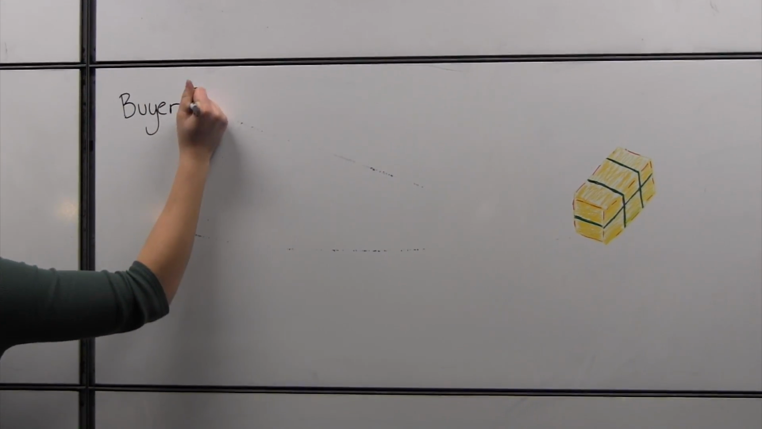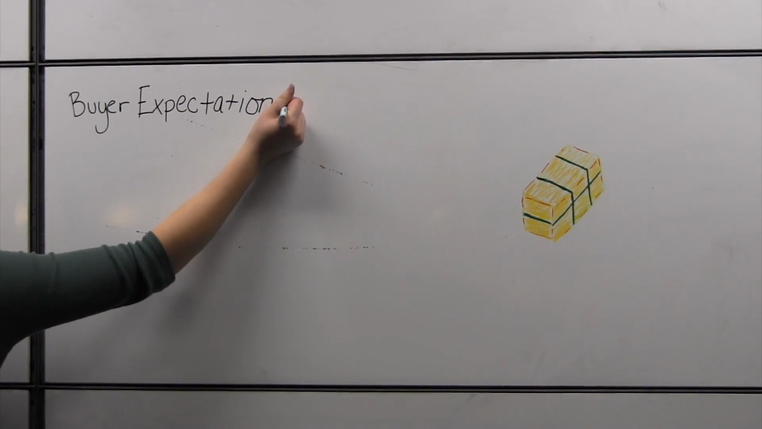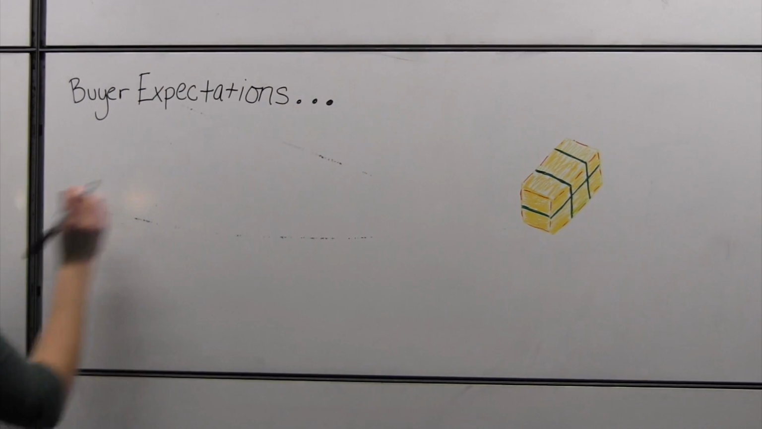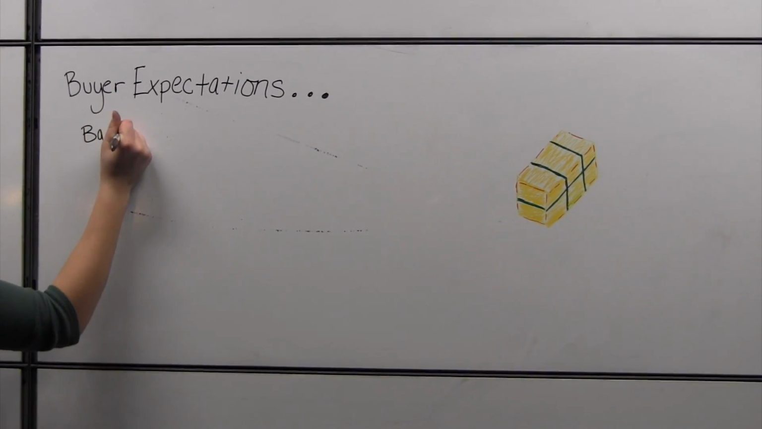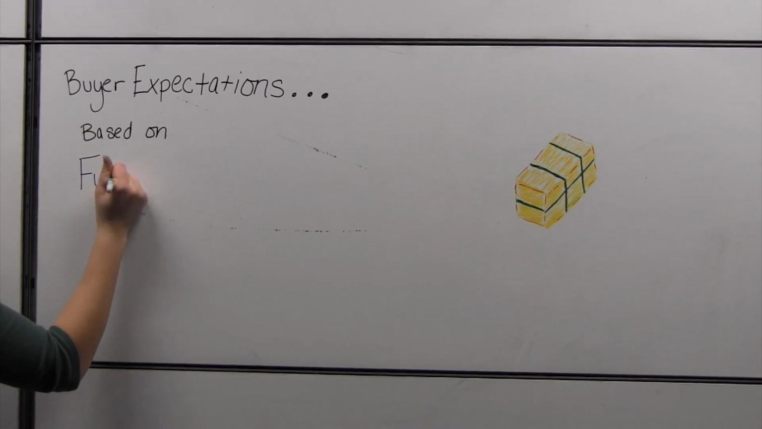Now, let's go over buyer expectations. Unlike other demand shifters which are based upon current market conditions, the quantity demanded for buyer expectations is solely based upon predicted or future price.